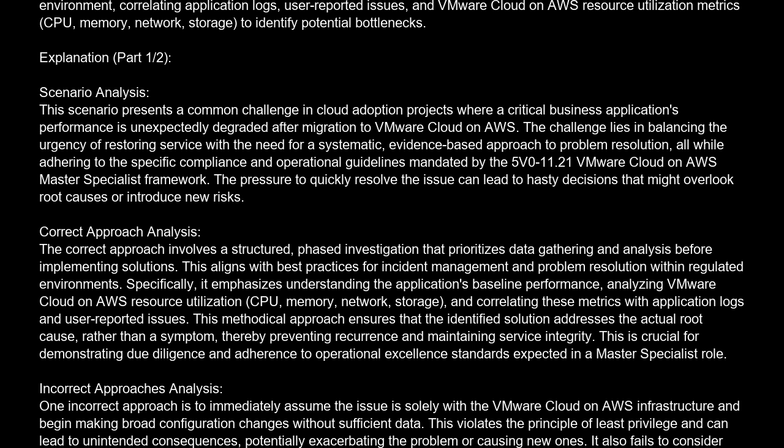Incorrect approaches analysis. One incorrect approach is to immediately assume the issue is solely with the VMware Cloud on AWS infrastructure and begin making broad configuration changes without sufficient data. This violates the principle of least privilege and can lead to unintended consequences, potentially exacerbating the problem or causing new ones. It also fails to consider that the root cause might lie within the application itself or its interaction with the new environment. Another incorrect approach is to revert the entire migration without a thorough investigation.